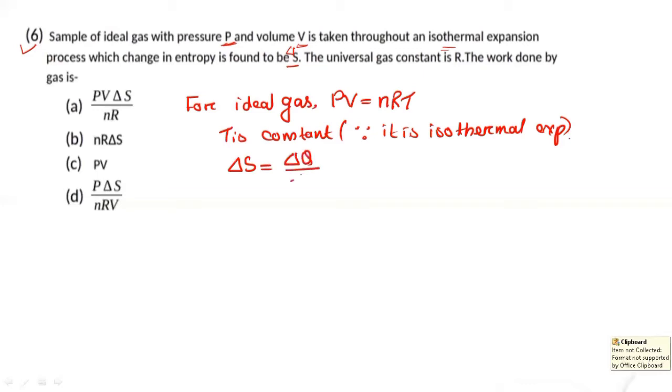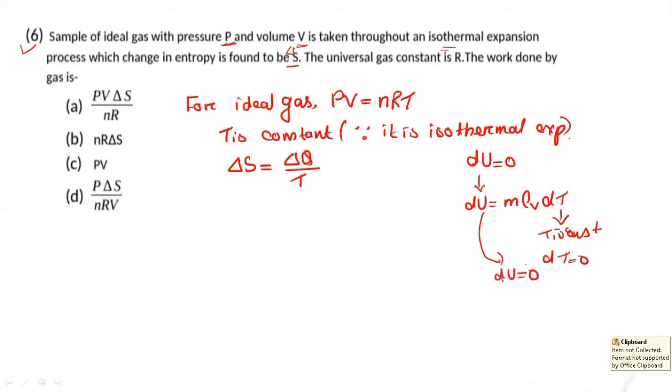Now the change in entropy, delta S, can be written as del Q by T. We know that the internal energy change in this case, dU, will be equal to 0. How? We know dU equals mCv dT, and here T is constant, so dT is equal to 0, and as a whole dU equals 0. Now when dU is equal to 0, from the first law of thermodynamics we know dQ is equal to dU plus dW.